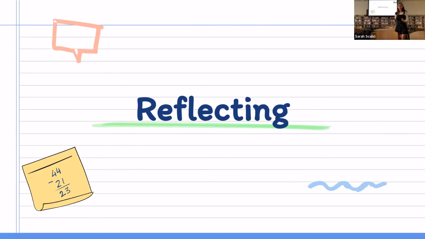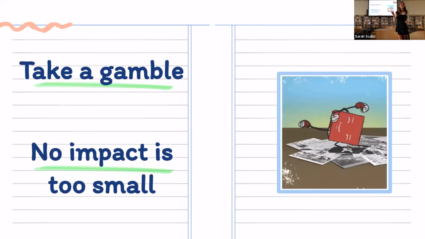So reflecting on my experience altogether, these are some of my takeaways. One was to take a gamble.